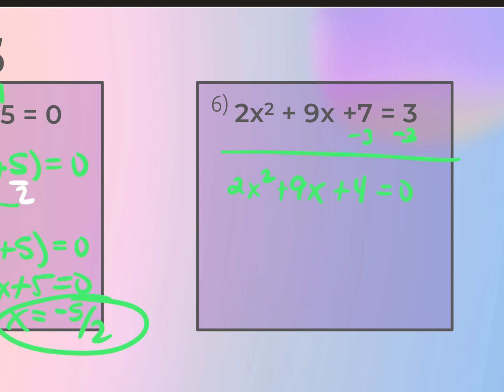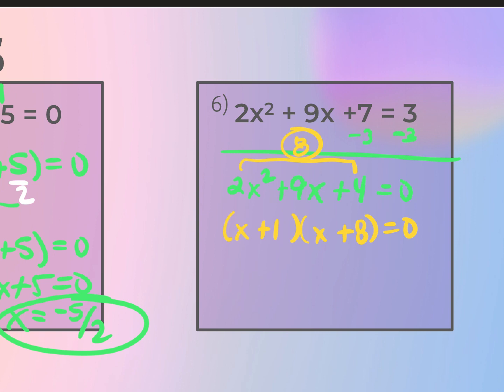Now, is this a trinomial we can factor? Absolutely. So a times c, 2 times 4 is positive 8. What are my factors of positive 8 that'll multiply to give me positive 8, but add to give me a 9? Perfect. X plus 1 and x plus 8.